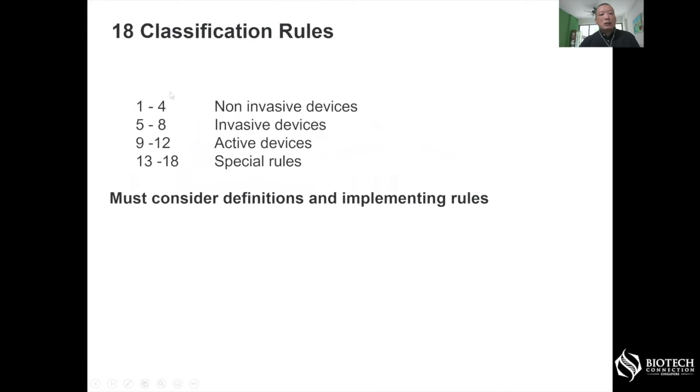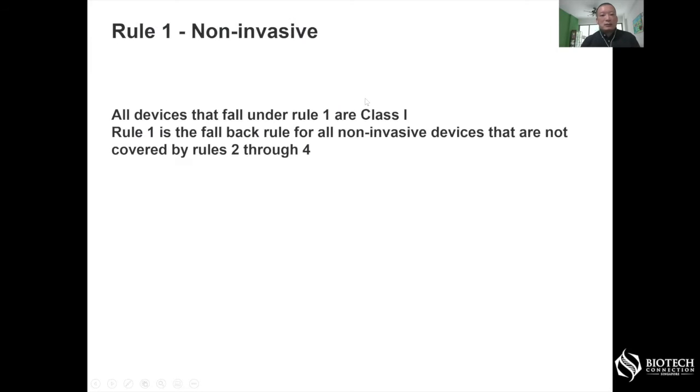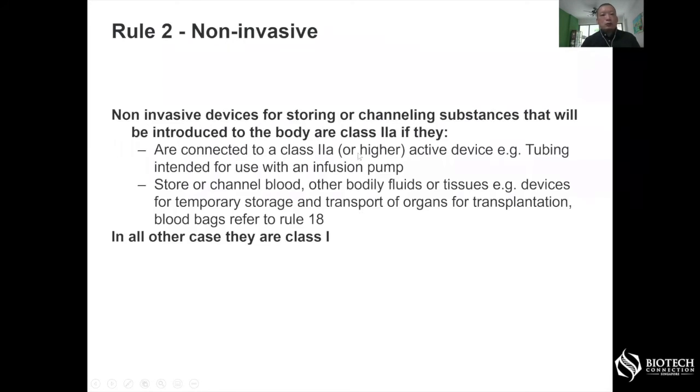Then after that, if your product is not in the special rules, then you need to look at the other 12 rules, the non-invasive devices. If your product is non-invasive, what it means is you don't go inside the body, like a normal wheelchair. You're sitting on a normal wheelchair. The first thing is they ask you, rule 1 says look at rules 2 to 4. Okay, let's look at rules 2 to 4. Rule 2 is storing and channeling substance into your body.